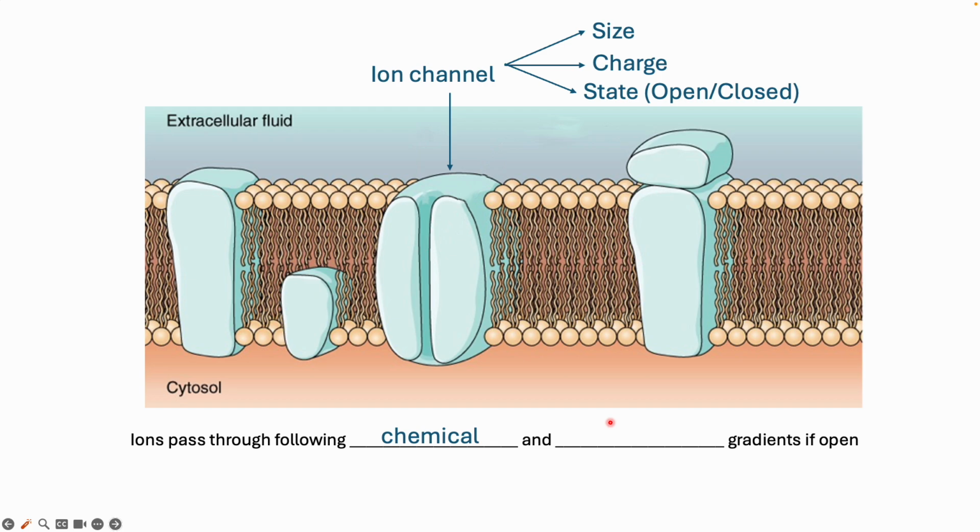Overall, when the channel is open, ions passing through will follow a chemical gradient, that means it's going from high concentration to low concentration, and an electrical gradient, that means it's going from positive to negative charge. So positive tends to be attracted by a negative charge. There are different types of ion channels. The ones that we are going to focus on are going to be leakage, ligand gated, mechanical, and voltage.